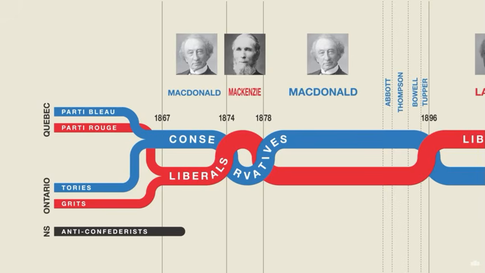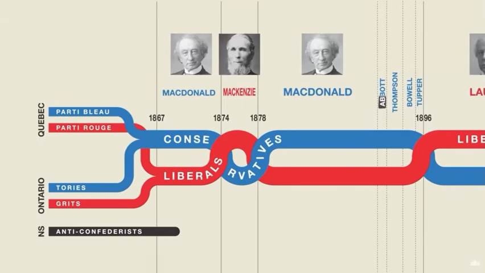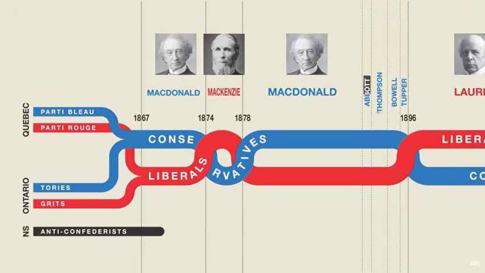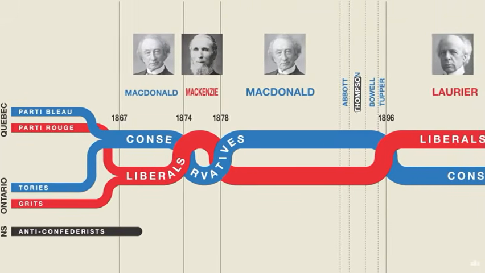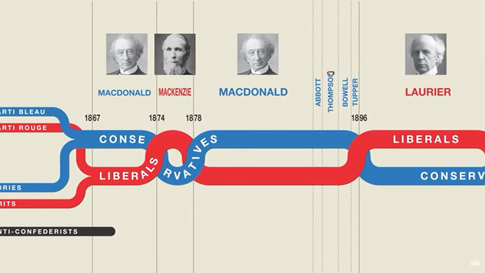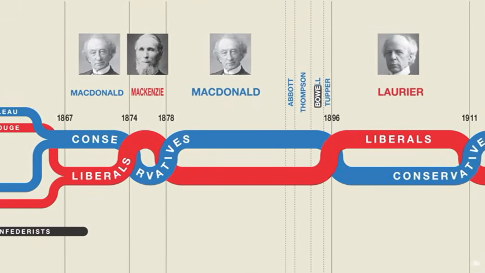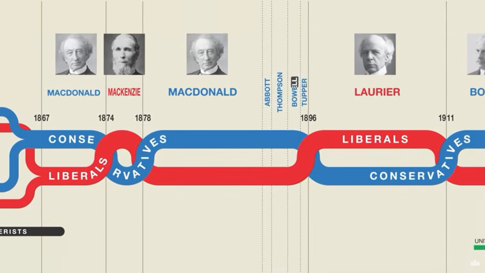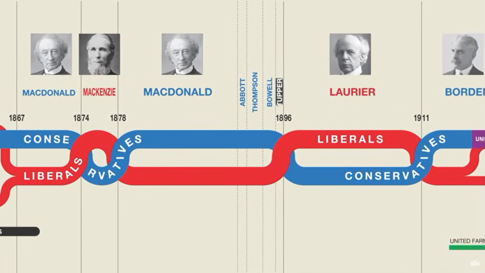Canada thus got a series of 4 very short-serving Conservative Prime Ministers, none of whom were actually elected. You see, Abbott got sick and had to retire. Thompson died in office from a heart attack at age 49. Bowell was unpopular and was forced to resign. And Tupper, well, he lost the next election to the Liberals.